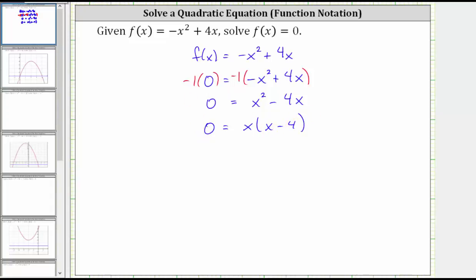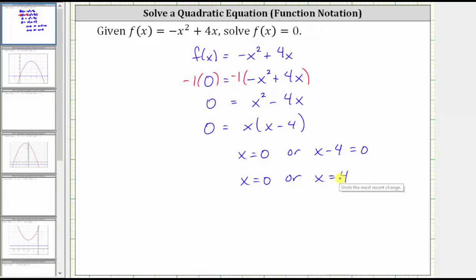By the zero product property, this means the first factor of x must equal 0, or the second factor of x minus 4 must equal 0. And now we solve these two equations for x, but this equation is already solved for x. So we have x equals 0, or solving for x here we add 4 to both sides, which gives us x equals 4. So there are two solutions, or two x values, for which f of x is equal to 0.